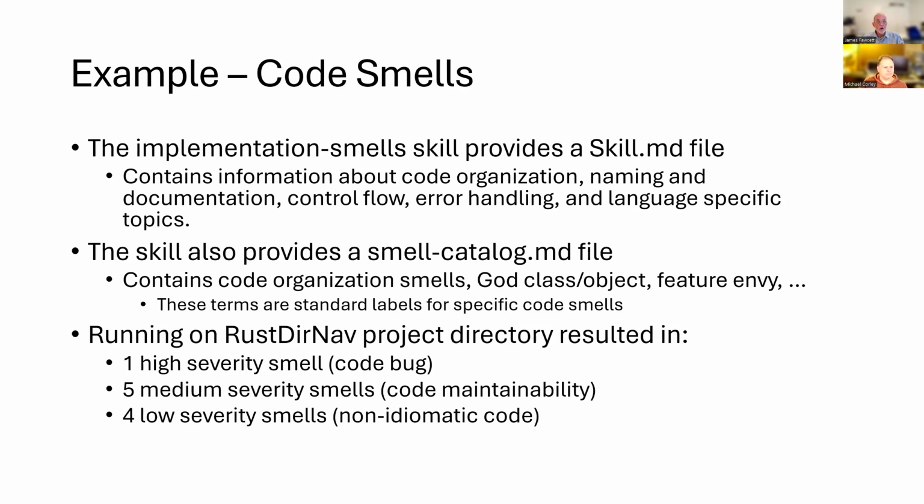So I'm going to run this on a rust-dirnav project directory. When I did it, it resulted in one high severity code bug, five medium security smells having to do with code maintainability, and four low security smells, which were all about non-idiomatic code. Okay, and just so I understand your example, with dirnav you're going to navigate the directory and do some analysis. Yeah, thank you, Mike. That's exactly what we're doing.